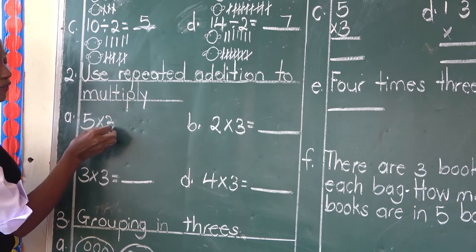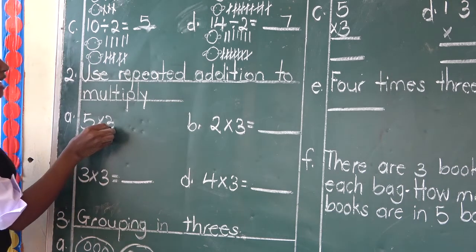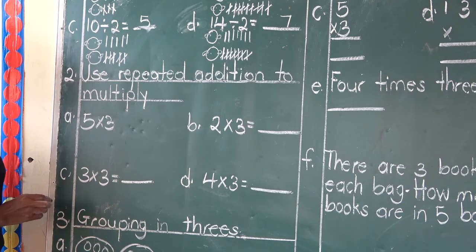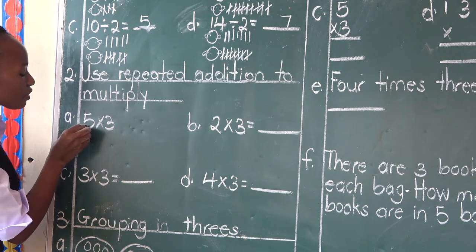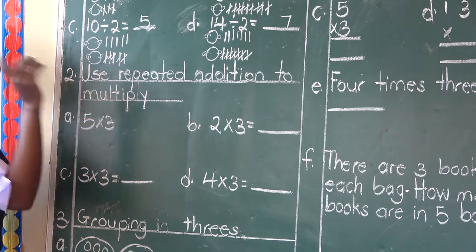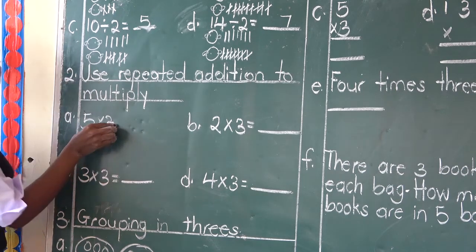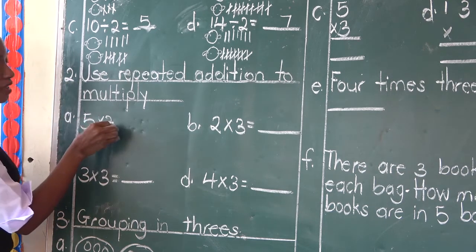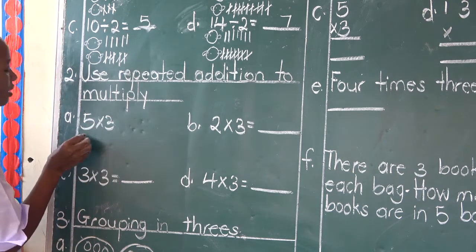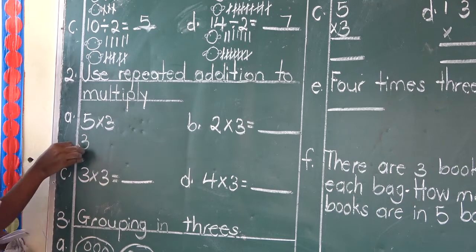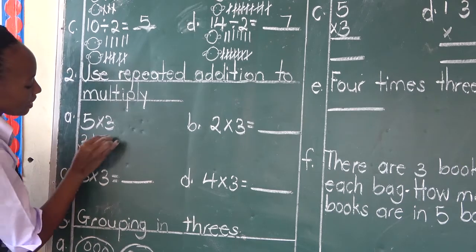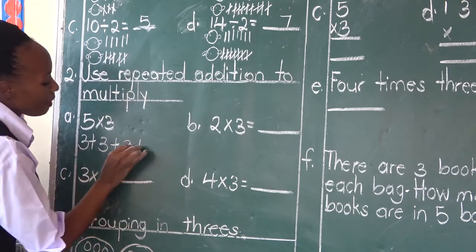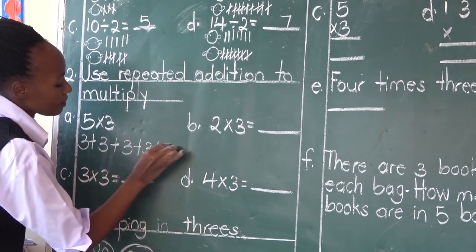5 groups of 3. Meaning that you are going to write 3 how many times? That's why we are saying 5 groups of 3. You are going to write 3 5 times. Now you are going to write 3, the first one, plus 3, those are 2, plus 3, those are 3, plus 3, plus 3.